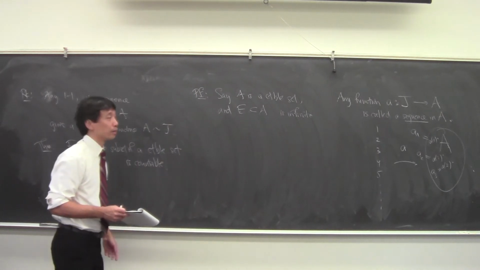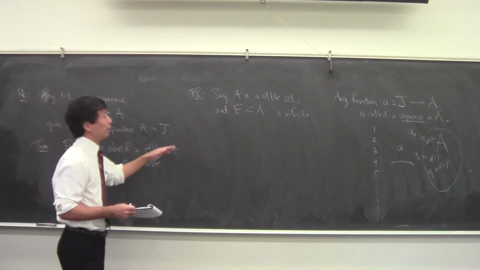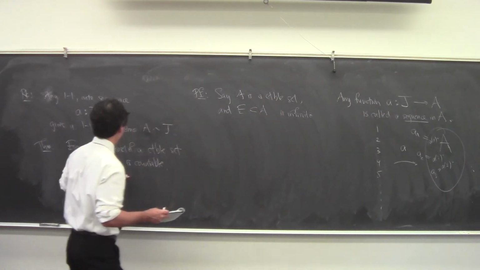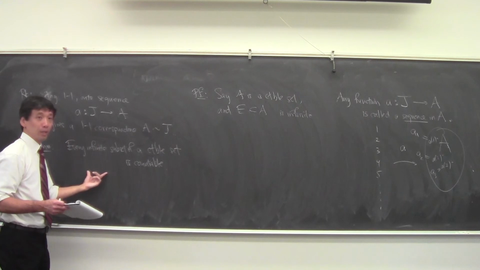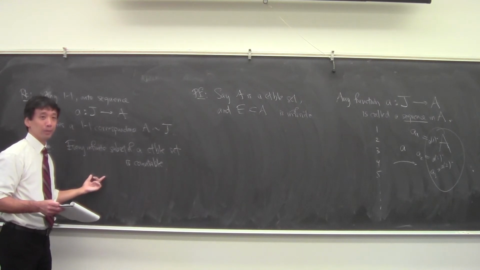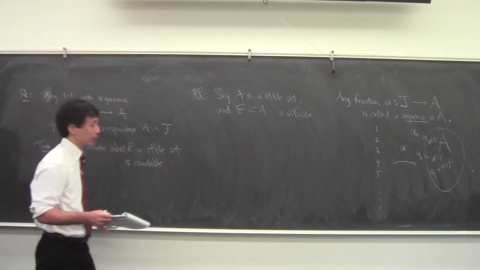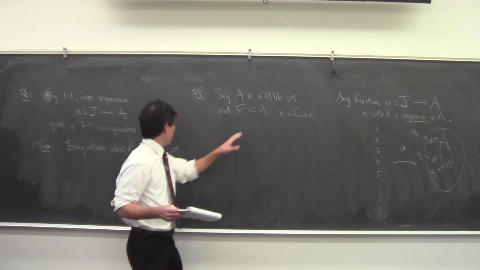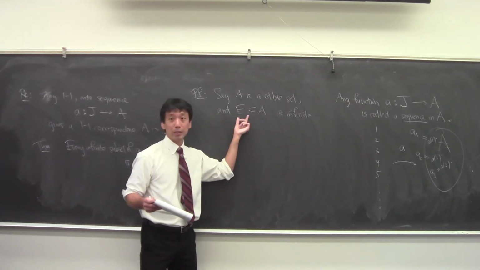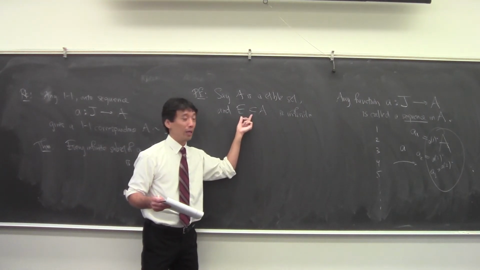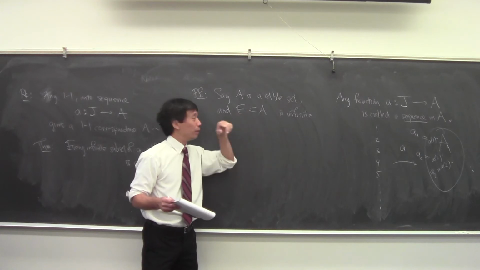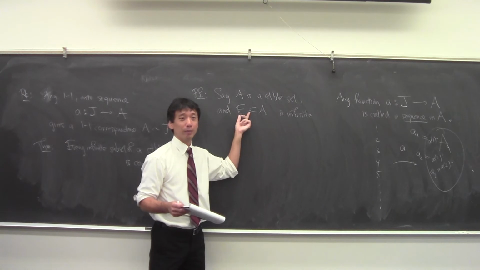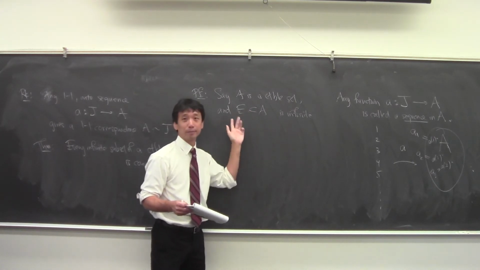Does it mean that A is also infinite? Yeah, because remember what countable means. Countable means equivalent to the natural numbers, right? So it's going to be infinite. Okay, so we want to show that this E is countable. So what does that mean? We want to make a sequence onto E, right? We want to make a sequence whose image is E.